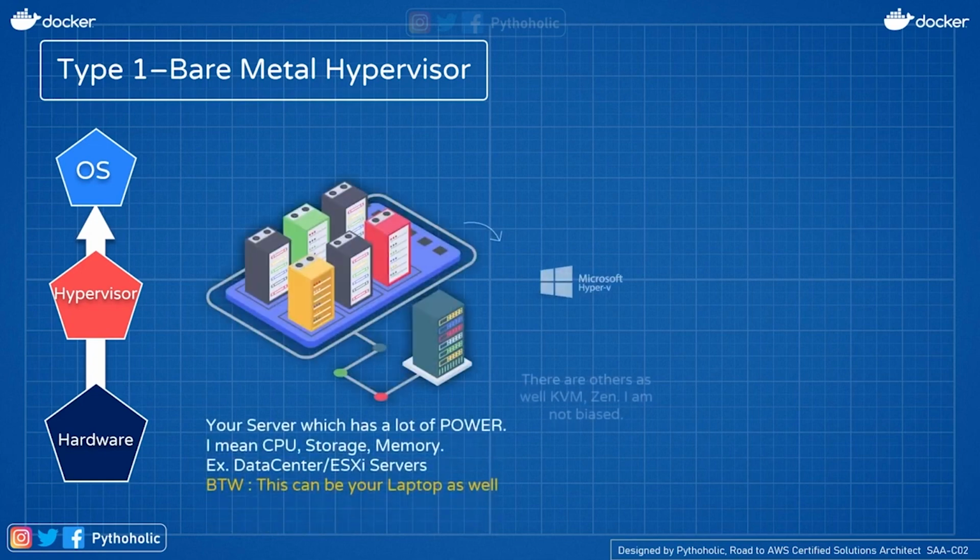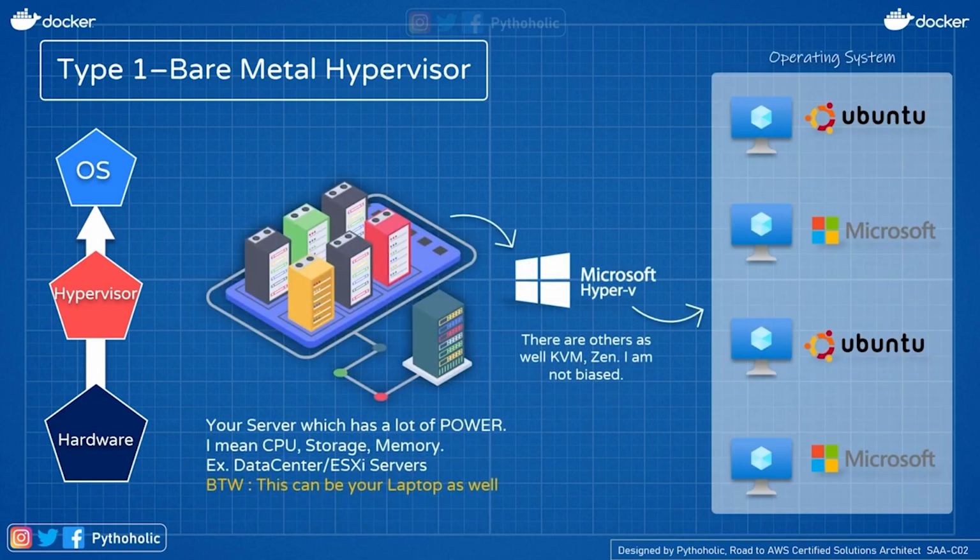The common type 1 hypervisors are the ESXi hypervisors from VMware, also called ESX integrated, or Hyper-V, which is also a type 1 hypervisor. And this type of hypervisor can help you with hardware assisted virtualization.